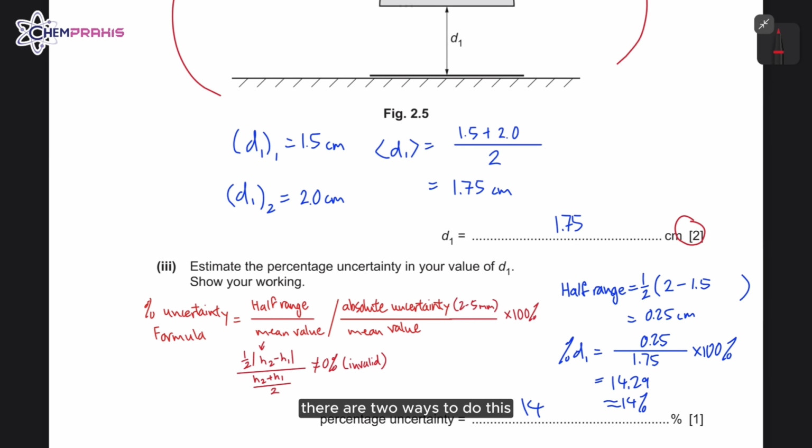There are 2 ways to do this. We can use the half-range method, or we can use the absolute uncertainty of the measuring equipment, which is 2 to 5 mm. We will be using the half-range method this time as we have 2 readings, which we will get 14%. For the significant figures of a percentage uncertainty, we always follow the smallest significant figure of our substituted values.